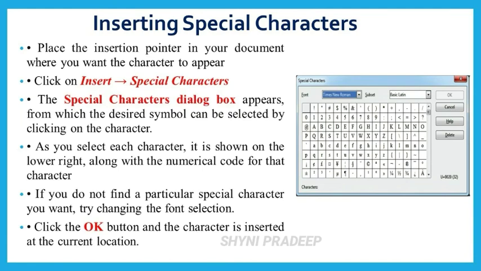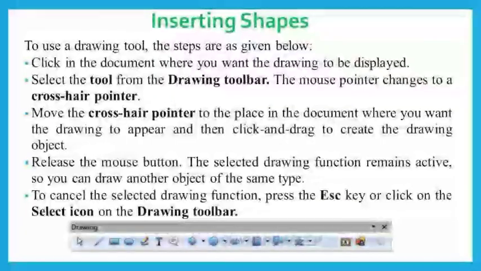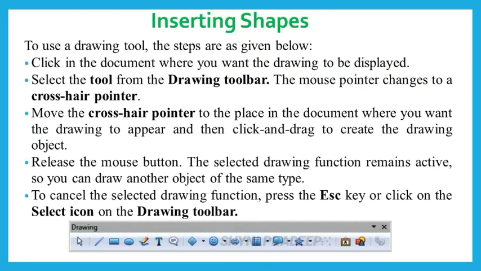Next, inserting shapes. To insert a shape, you have to click in the document where you want the drawing to be displayed and select the particular tool from the drawing toolbar. The mouse pointer changes to a crosshair pointer. Move the crosshair pointer to the place in the document where you want the drawing to appear and then click and drag to create the drawing object. Then release the mouse button.